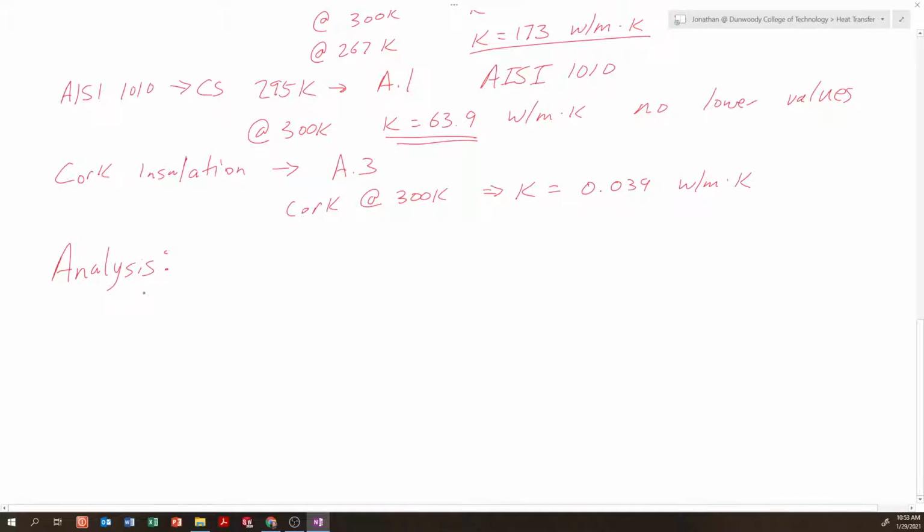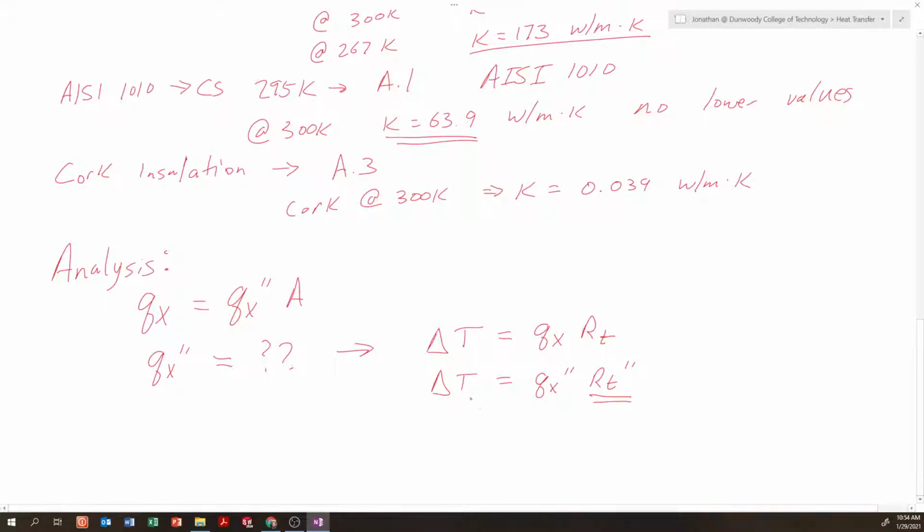So what I'm looking for at the end game here is our heat rate. I'm going to say that's Qx double prime, our flux, times our area. Qx double prime is the name of the game here. How am I going to find that? Well, I might recall the thermal Ohm's law, Qx equals delta T over RT, and if I write that in the flux form, it's still this. I just have Qx double prime equals delta T over RT double prime, and I'm going to use this because that's what my contact resistances are based on. I could multiply everything up above, but we'll go with this one here.